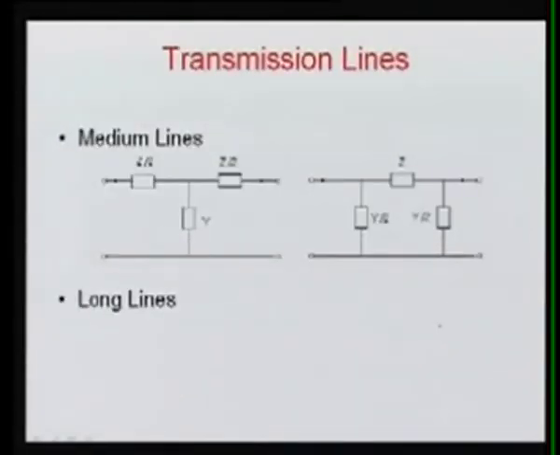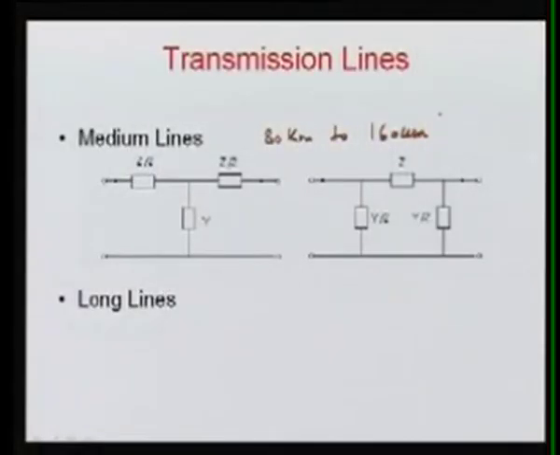Another category is the medium line. The medium line normally represents from 80 kilometers to 160 kilometers, and in some cases up to 200 kilometers. Its analysis is performed using the concept of the medium line. In the medium line also we represent the distributed parameters in terms of lumped parameters, meaning we lump the total series impedance and the shunt admittance. But in this case we cannot ignore the charging capacitance, and that's why we include this Y in this formulation.